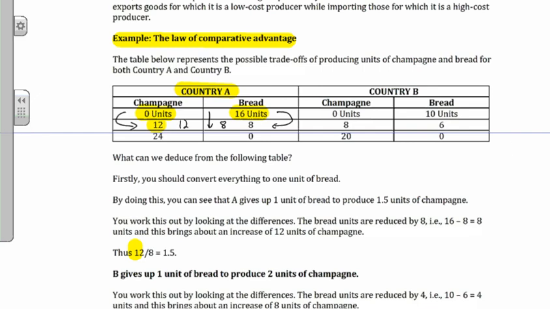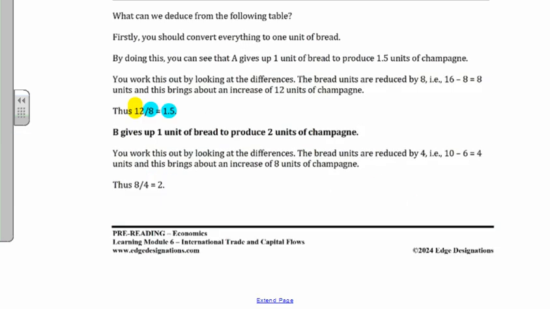I can now make 12 new units of champagne, but I lose 8 units of bread. Everyone happy where I got that from? Okay, that's over there. And there we go. That now becomes my ratio of 1.5. In other words, every time I give up a loaf of bread, I can make 1.5 units of champagne. And you'll do the same thing then for country B. I'm not going to spend more time on that for you.